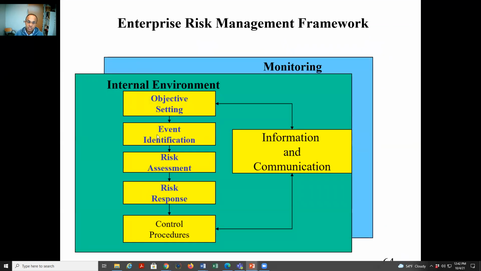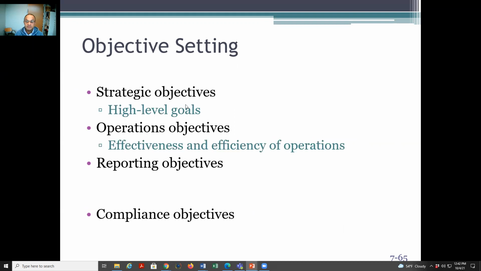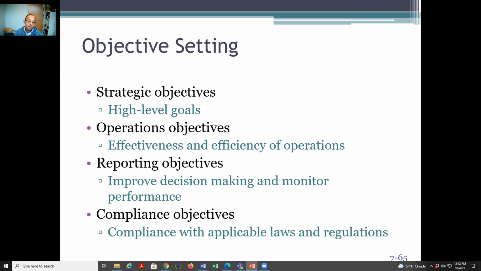And here we put each one of them. For objective setting, we put a strategic objective, which is at the high level; operational objectives, the effectiveness and efficiency of operations; and reporting objectives, where we make sure that the reporting is reliable and in compliance with laws and regulations.